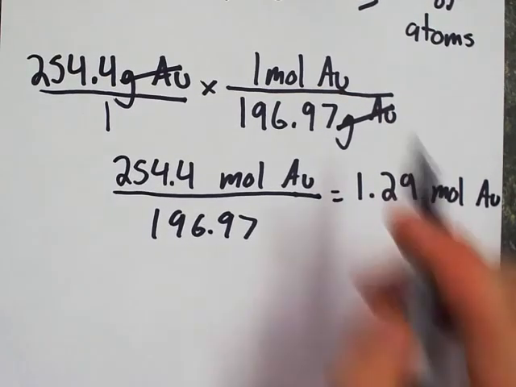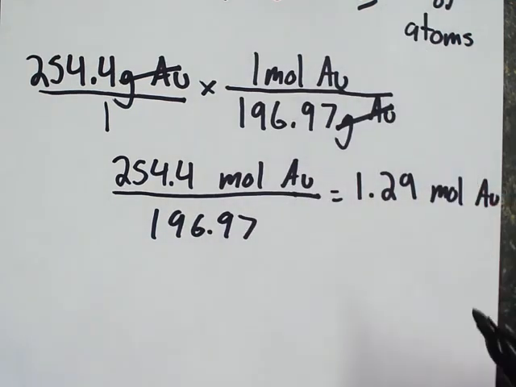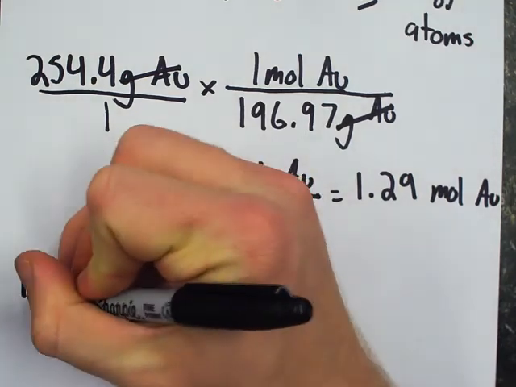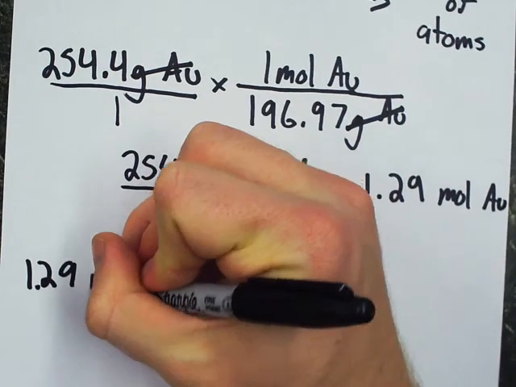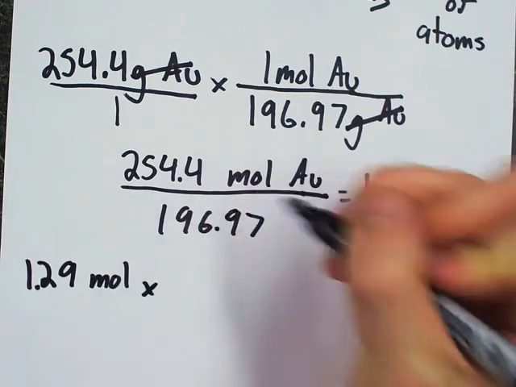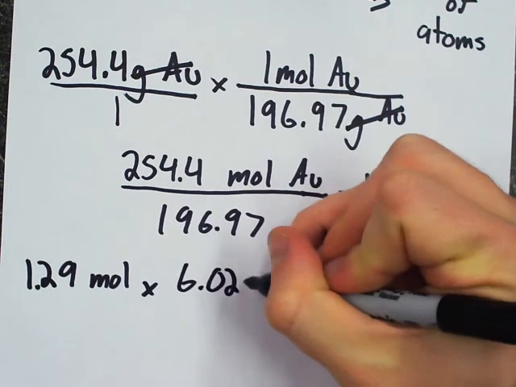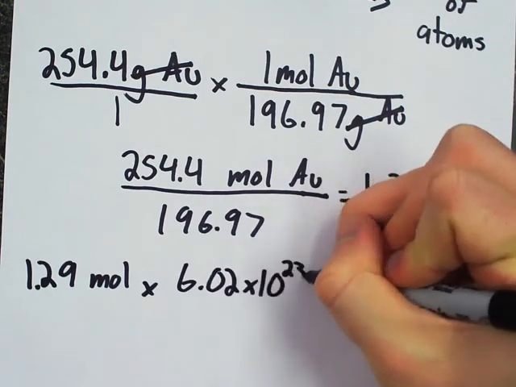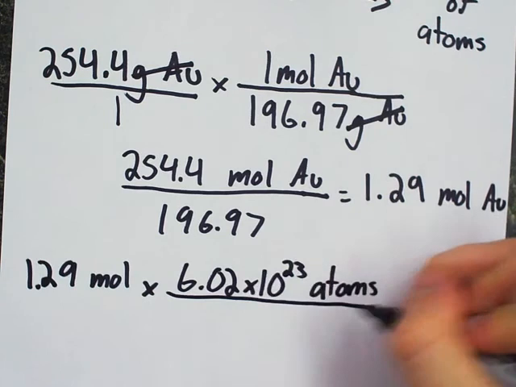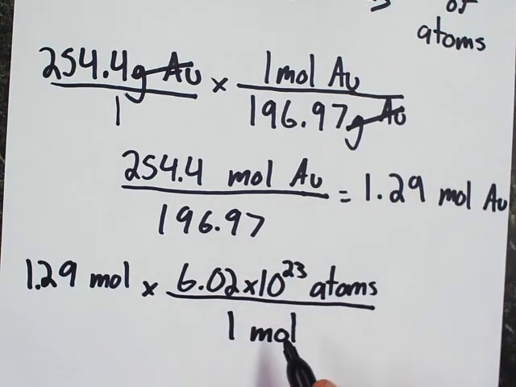If you check the chart from the book on page 230, you can see to go from moles to number of atoms, it'll tell you the exact conversion factor we need to use. I'll put my 1.29 moles down here. We need to multiply that by 6.02 times 10 to the 23 atoms over 1 mole.